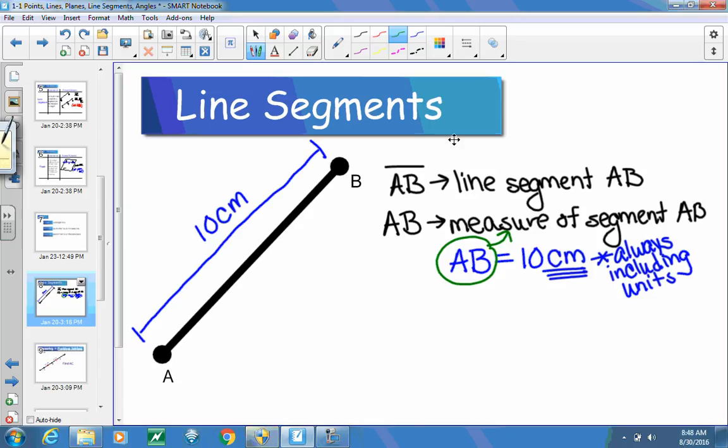I am not using the line over it. Now that's not something I'm going to be super picky about, but you'll notice that sometimes I'm going to use the line and sometimes I'm not going to use the line.